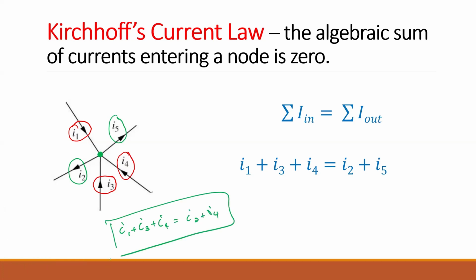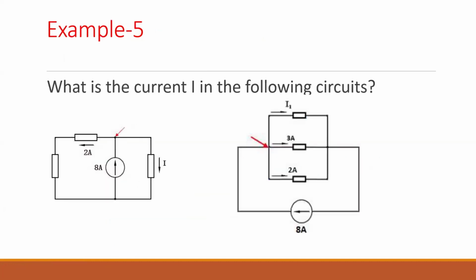Does that make sense? Any question? So current law is that simple. Now let's look at the, okay, we'll do a question before that. What is the current I in the following circuits? So can you tell me? I want you to find this one.